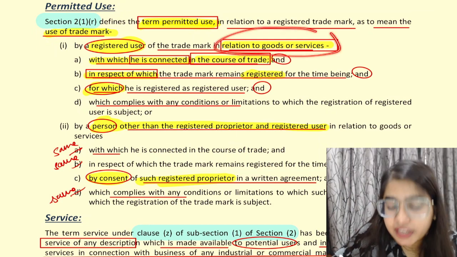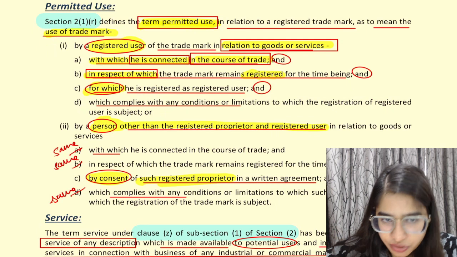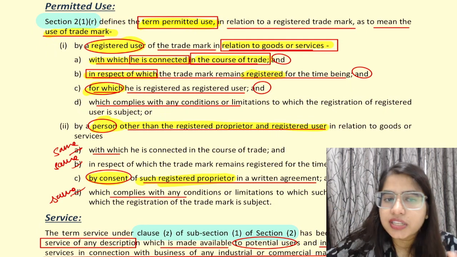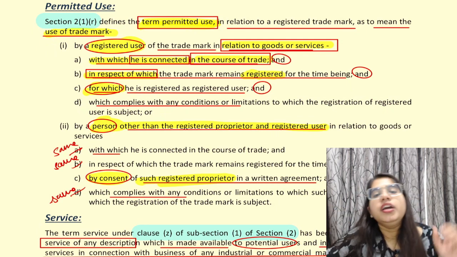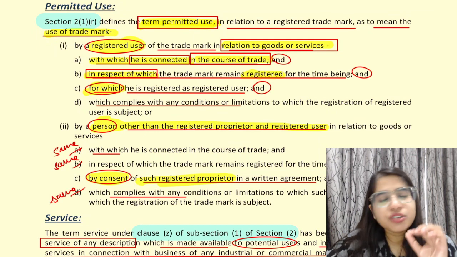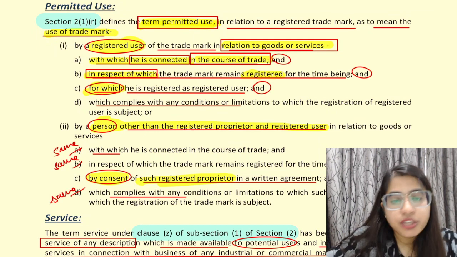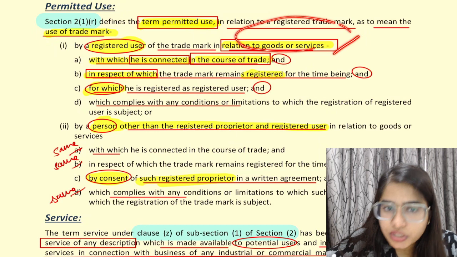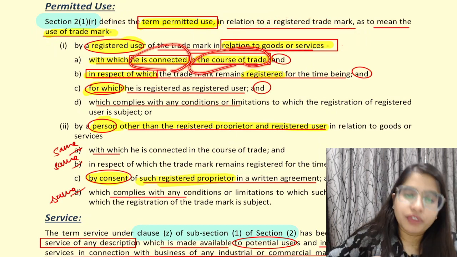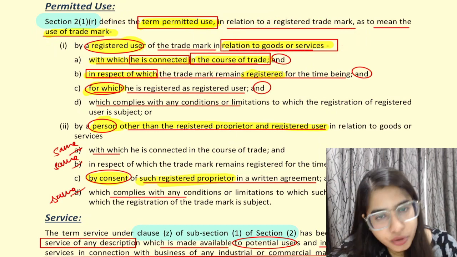Here we are studying in relation to which goods and services you can use a trademark. You can use that trademark in relation to those goods and services in connection with the course of trade. Example, you have taken Maggie as a trademark for noodles.